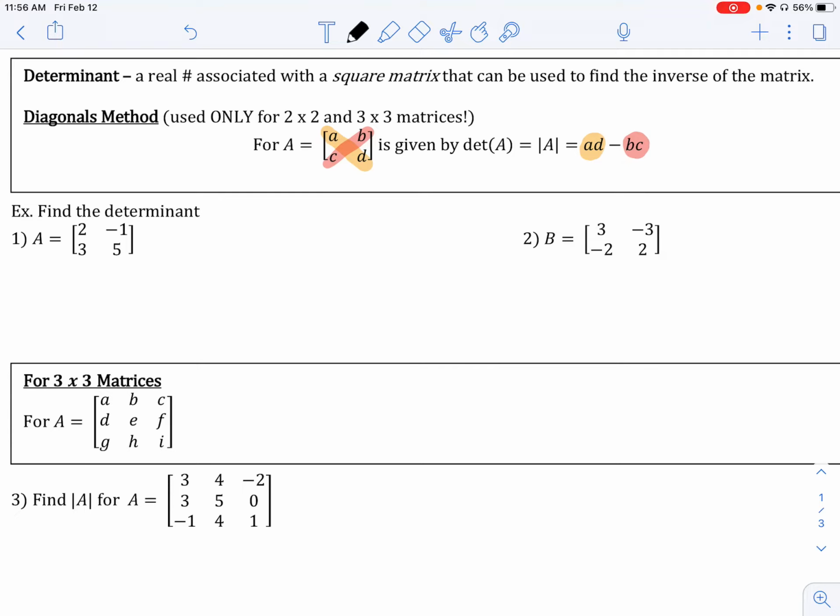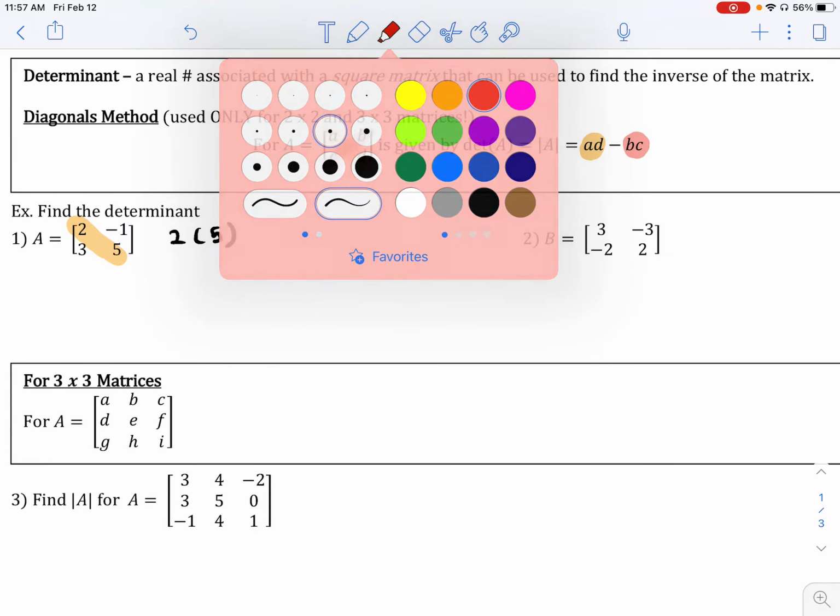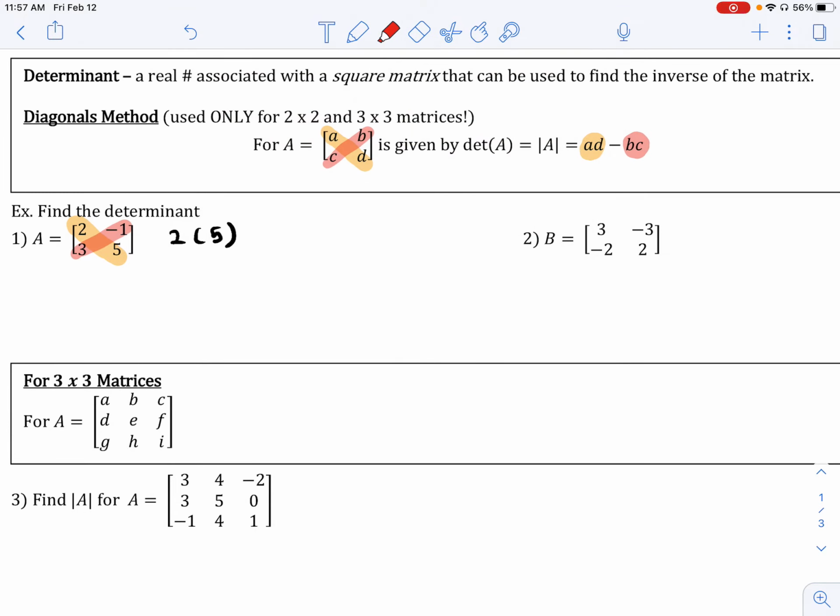So let's practice finding the determinant of this 2 by 2 matrix. Again, the first thing I'm going to do is multiply 2 by 5. And then we're going to multiply the other diagonal, 3 times negative 1, or 1 times negative 3. And it's important to note that we are going to be subtracting these products. So we're saying minus 3 times negative 1.